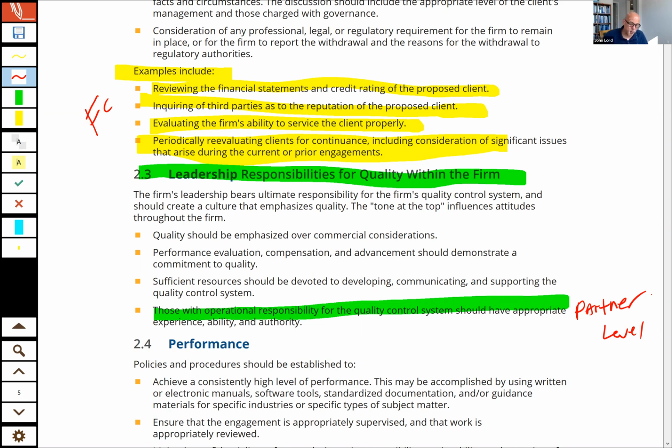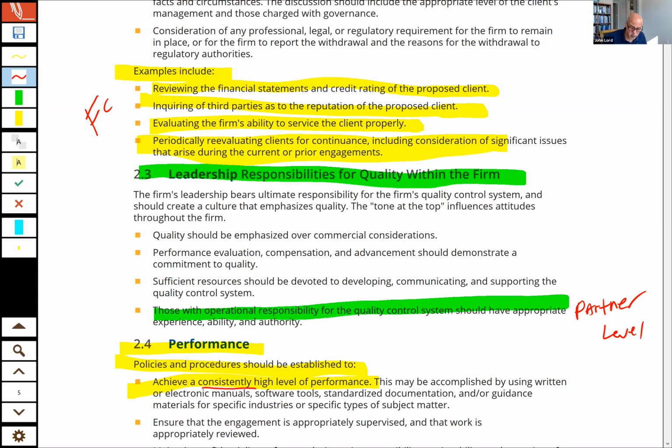Okay, so partner level. This leadership is the top of the firm. You don't come in and have somebody just come in the first day and say, hey, guess what? You're in charge of the quality control system. That's something that's done at a high level. Okay, now performance policies and procedures should be established to achieve consistently high performance. And probably the most important word in that little sentence there is consistency. Okay, we want our audits to be performed at a consistently high level.